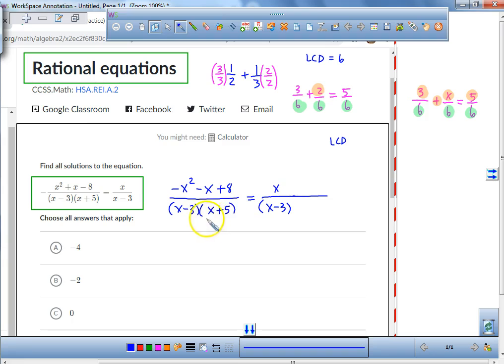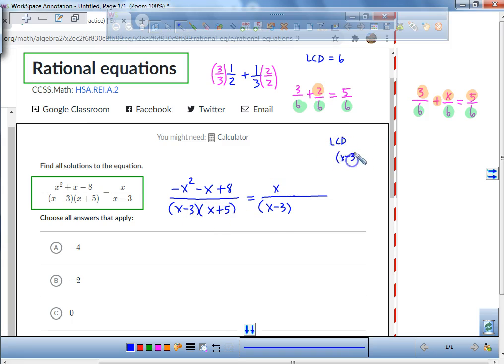So what we're going to do is create what's called a least common denominator for this guy. Well, the least common denominator is going to be x minus 3, because they already share that in common, times an x plus 5. So here's what I want you to do. In your journal, I want you to multiply the denominator and the numerator by x plus 5. Okay?